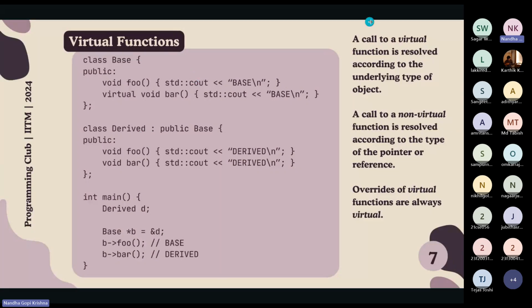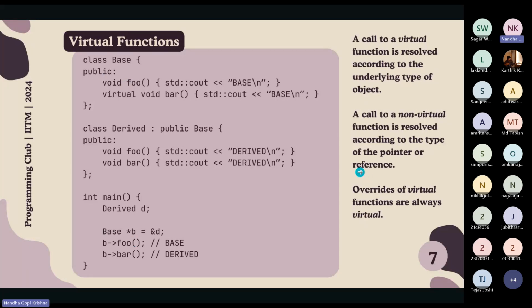So to put it more formally, a call to a virtual function is resolved according to the underlying type of the object. In this case, even though the type of B is a pointer to base, the underlying type is actually derived. So the implementation that is called is the implementation of derived. Similarly, a call to a non-virtual function is resolved according to the type of the pointer or reference. Over here, the type of the pointer is base. So the call to foo is resolved with base, and therefore base is printed.